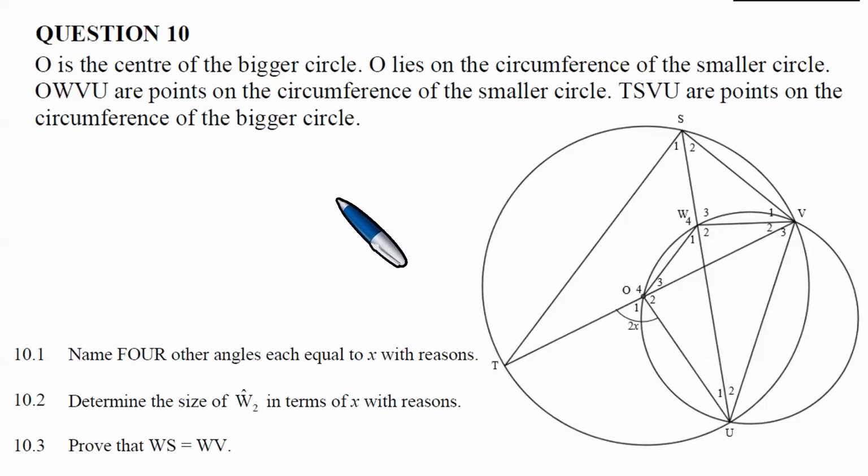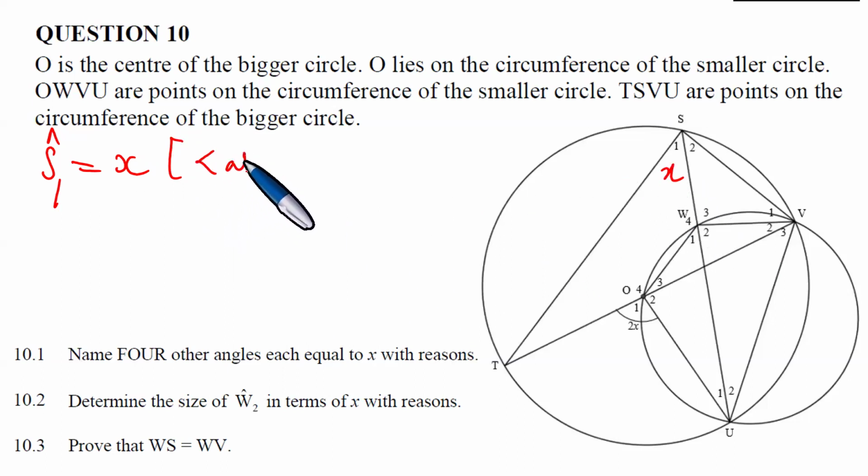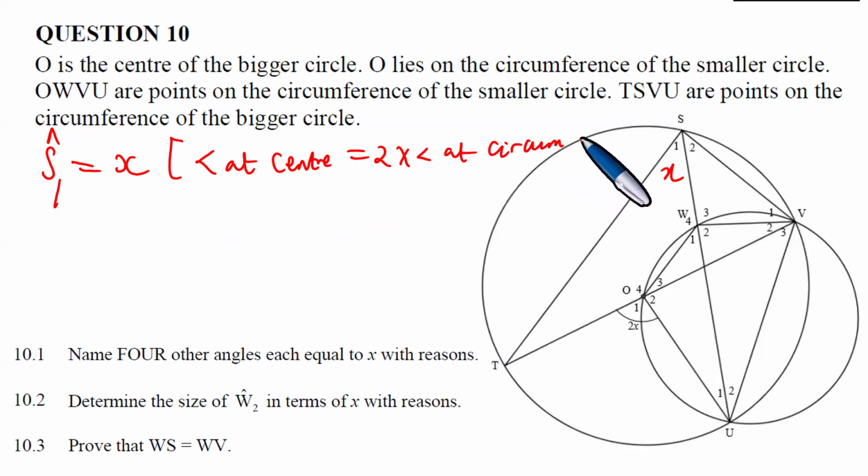The angle S1 equals X. Very well done. So we have that the angle S1 is equal to X. Why? Angle at center is equal to 2 times the angle at circumference. Very well done. So angle at center, sorry, it's angle at center equals 2 times angle at circumference. Yes. Next.